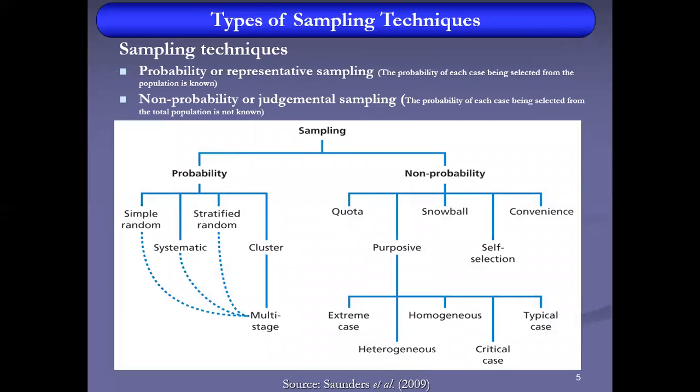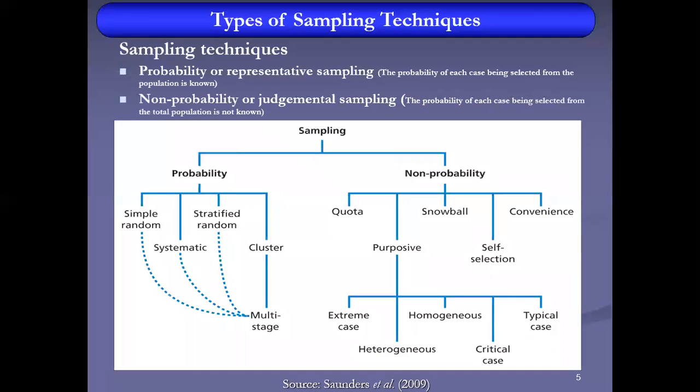Sampling techniques. There are two sampling techniques: probability or representative sampling, and non-probability sampling. Non-probability sampling is also called judgmental sampling. In probability sampling, each case is selected from a known population.